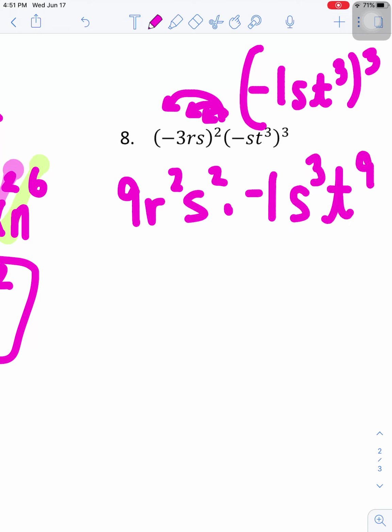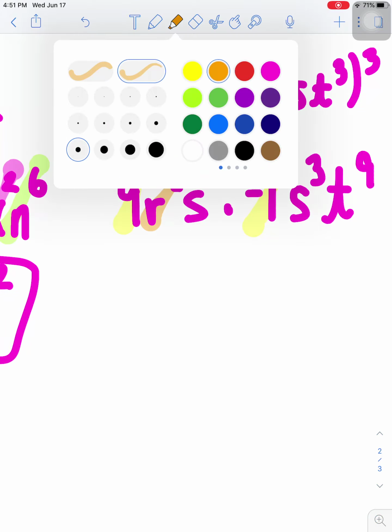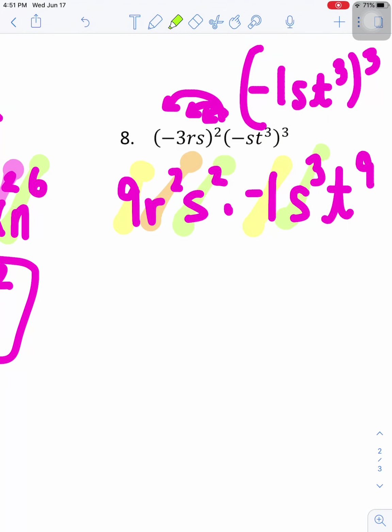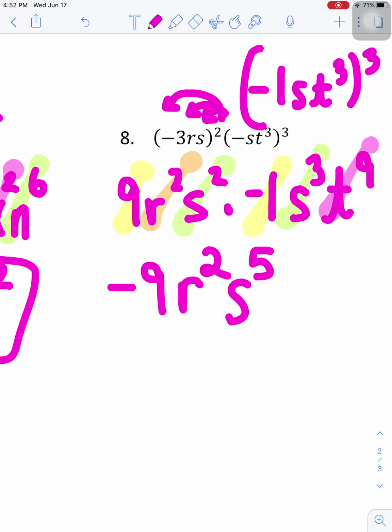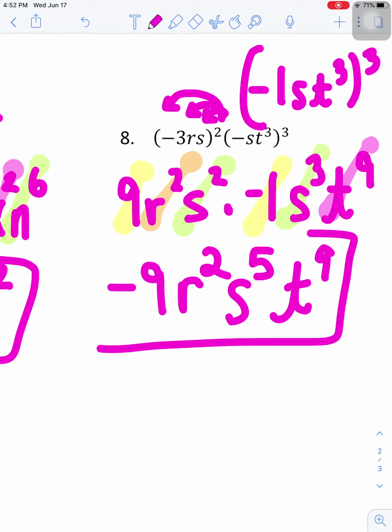And then identifying your coefficients and your like variables, you'll be able to take your 9 times negative 1, which would give you a negative 9. The r variable is by itself, so you'll just bring that down as r squared. You have two different s's that you're going to multiply, so s squared times s to the third will give you s to the fifth, because there's 2 of them and 3 of them. And then the t is a loner, so you'll bring that down.